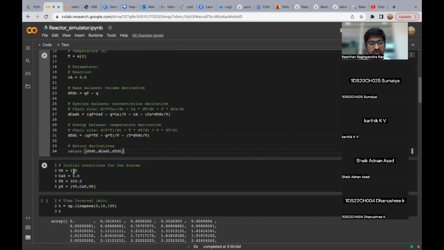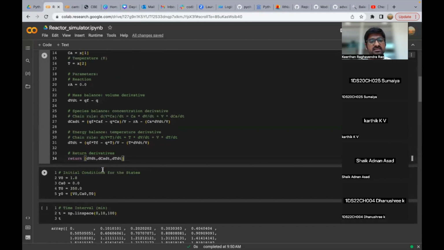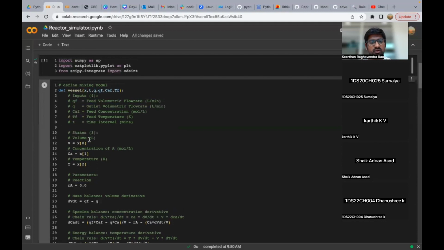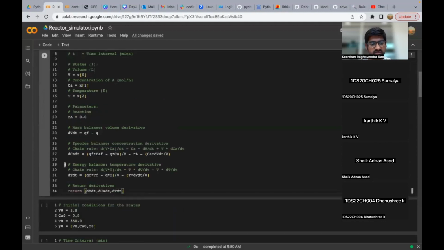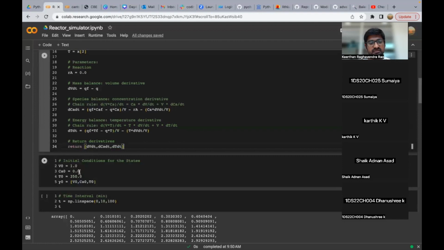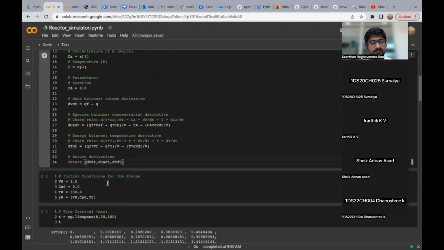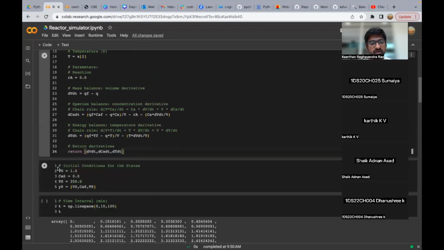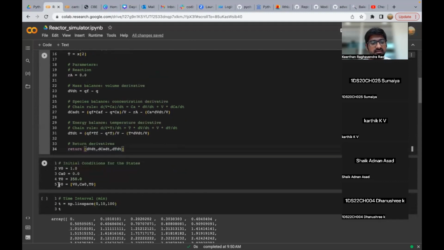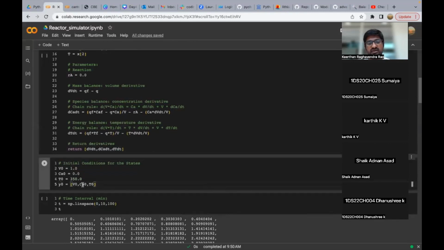So we have the initial volume set at 1. I think this volume should be 1 liter. So there we go. And then we have the concentration in the feed to be 0. Temperature T naught as 350, and I think 350 is in Kelvin. And then what we're doing is we're storing all of these initial values in a list called Y naught. Sometimes it's easier to pass everything in a list, so that's the only reason why we're doing this.